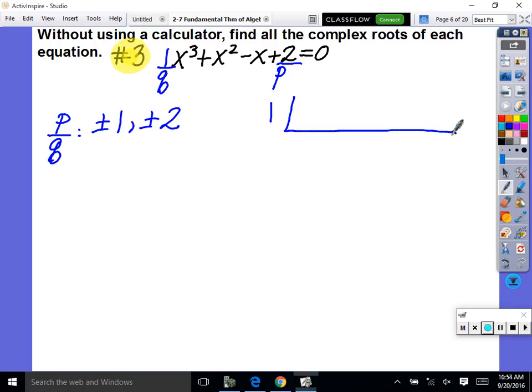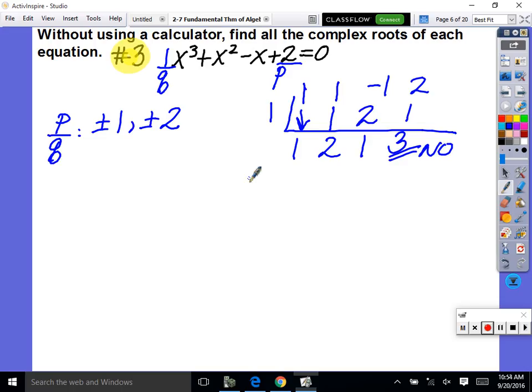Now careful, we have all of the degrees of x's, so we don't have to put in zeros. 1, 1, -1, 2. Drop down 1. 1 times 1 is 1. Add straight down is 2. 2 times 1 is 2. Add straight down is 3. 1 times 1 is 1. We get 3, correct? So this remainder is not 0, so we'd say no.